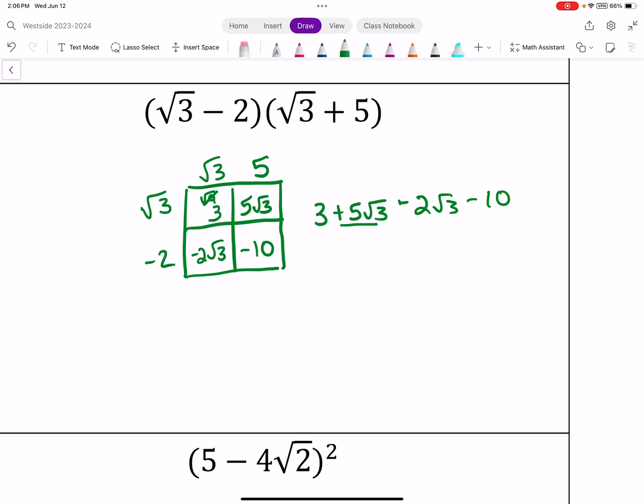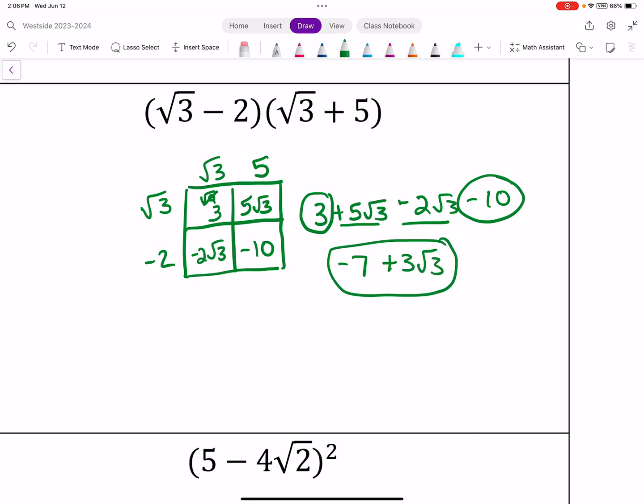I then have some like terms here. So my radical 3's can go together, and my 3 and negative 10. So I would get negative 7. 5 minus 2 would be plus 3 radical 3 for my final answer.